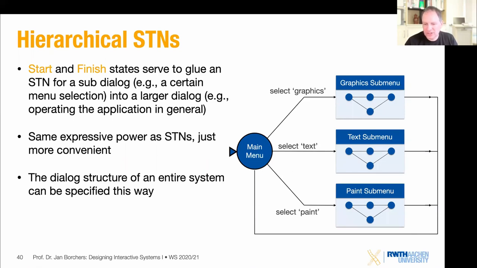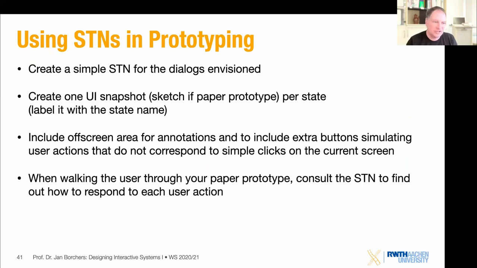So it gives you a chance to get a sort of hierarchical overview of your SDNs and get complexity under control in that way. So how would we typically use this? Like you saw in the example, especially I think for the China exhibit, for the Shanghai exhibit, create a simple SDN for the dialogues that you envision, then create a UI snapshot.